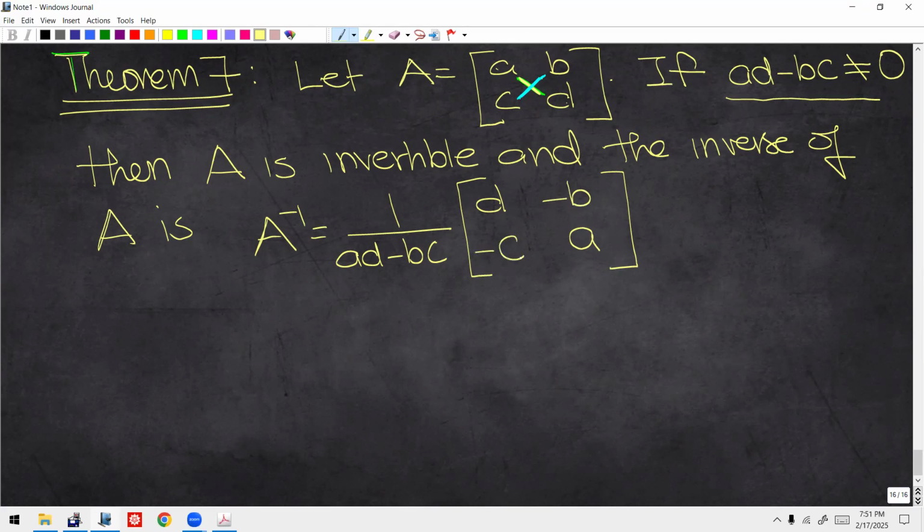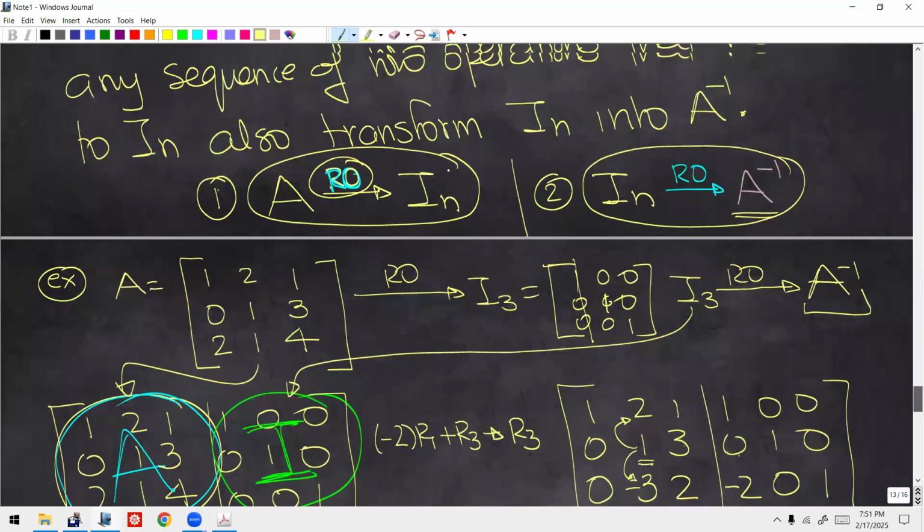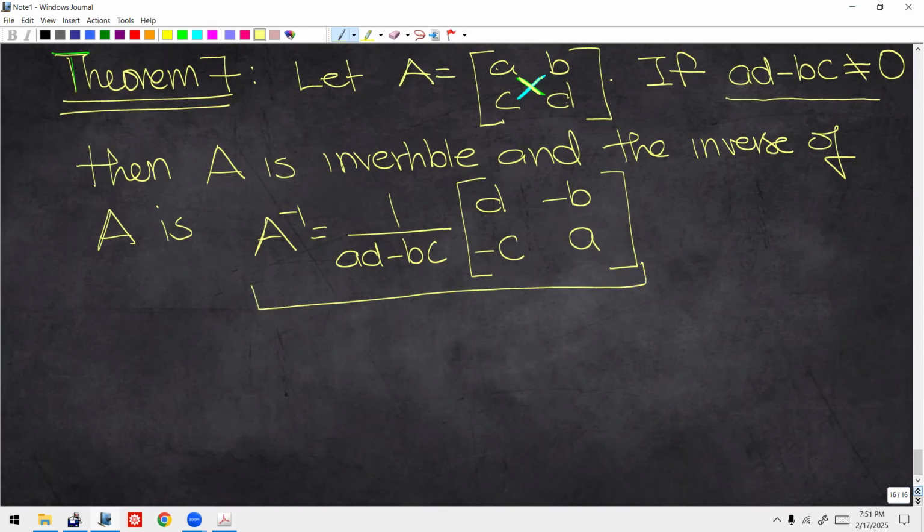So not only can we know when this matrix is invertible. Remember I said at the very beginning, not every matrix is invertible. And not only can we know when this matrix has an inverse, we can actually find the inverse by using this formula. So we don't have to do this. This kind of gets tedious. Do you guys follow? So we don't have to do this. For 2 by 2, it's really simple. So let me give you an example just to show you how that works.